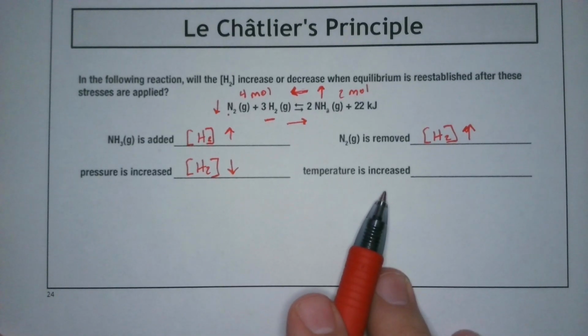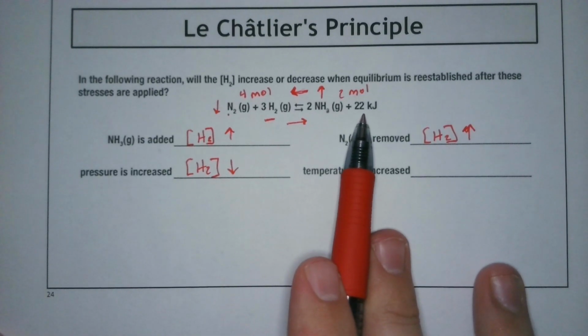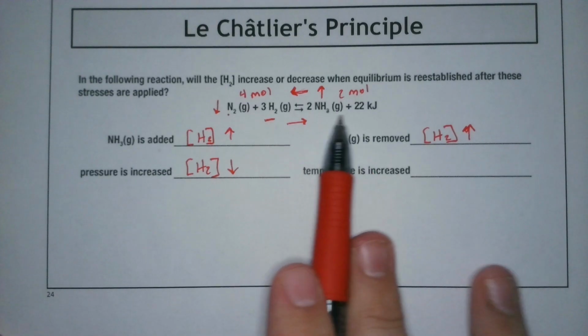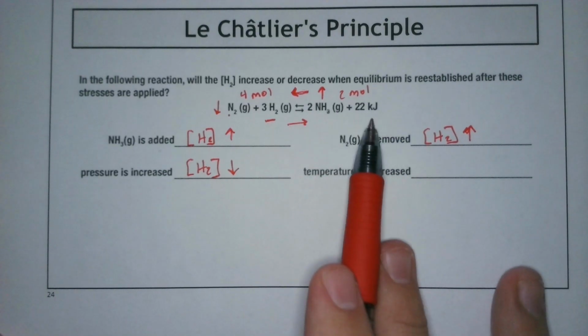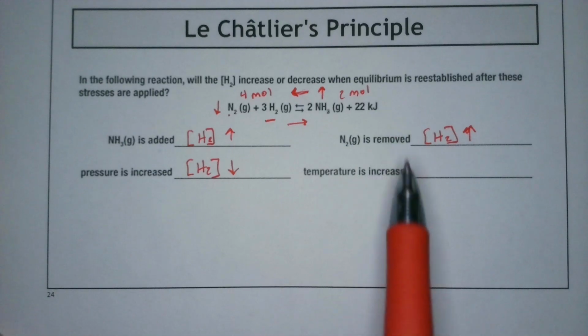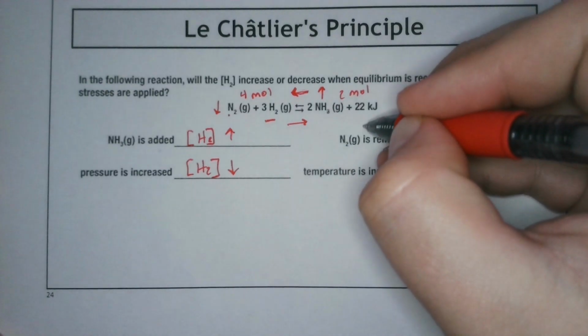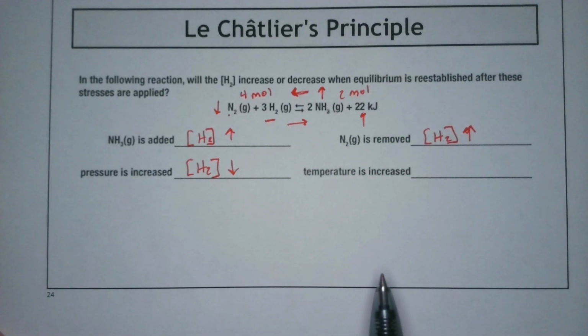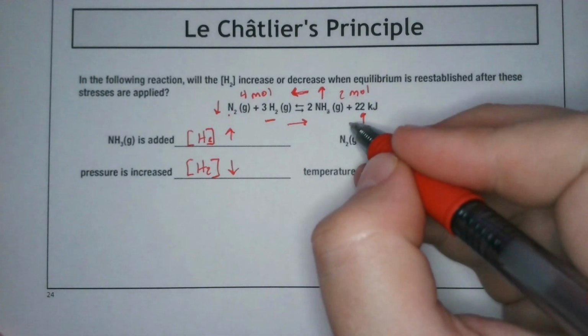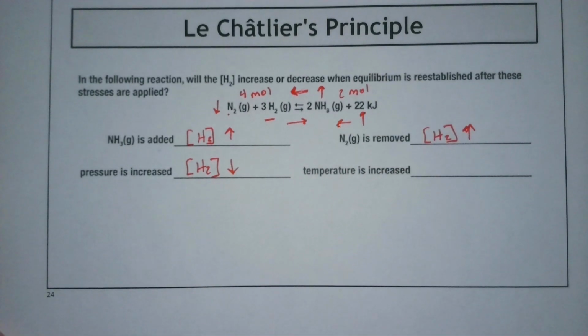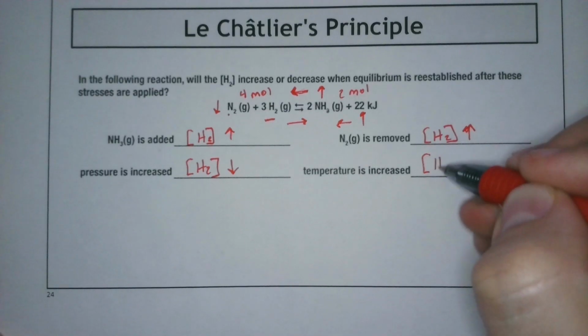Similar thing with temperature being increased. Okay, I have plus 22 kilojoules. So this is one of my products, meaning this is an exothermic reaction. So if I increase the temperature, that means I'm basically just adding more of this product, right? The reaction is going to shift to the left to try to counteract me. Shifting to the left means you make more H2.